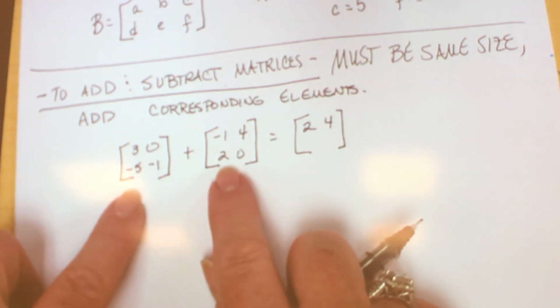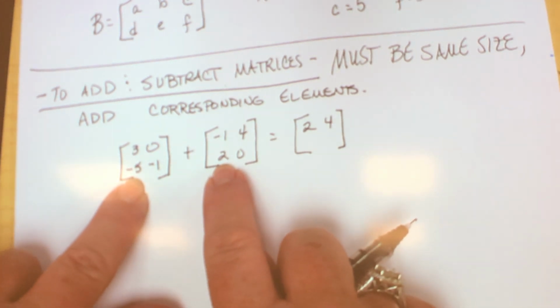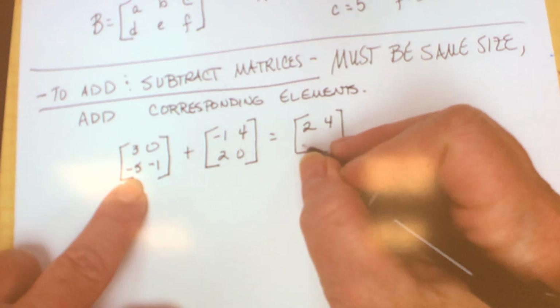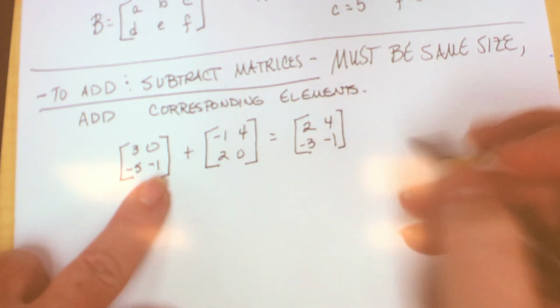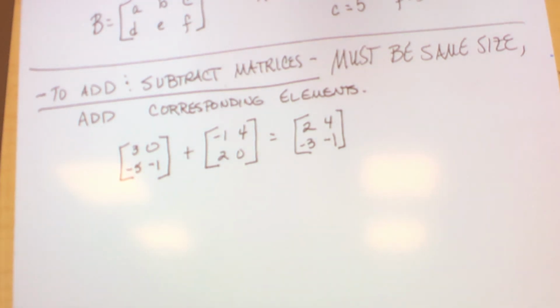Okay, so here's what you should have gotten. On the second row, negative 5 and 2 make negative 3, and negative 1 and 0 make negative 1. So there's my answer. Anybody got a question? That's it.